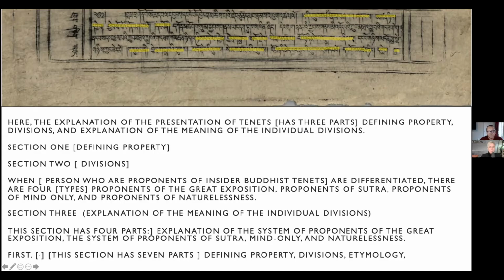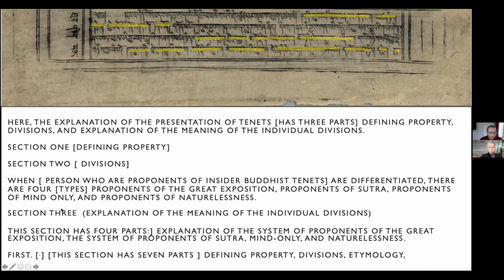And this has a 4 section: Chidamawa, Dodeba, Semzamba, Wonimao. Just like when proponents of individual Buddhist tenets are defined, there are 4 types: proponents of the Great Exposition, proponents of Sutra, proponents of mind only, and proponents of the naturalness. So there are 4 schools: Chidamawa, Dodeba, Semzaba, Wonimao.